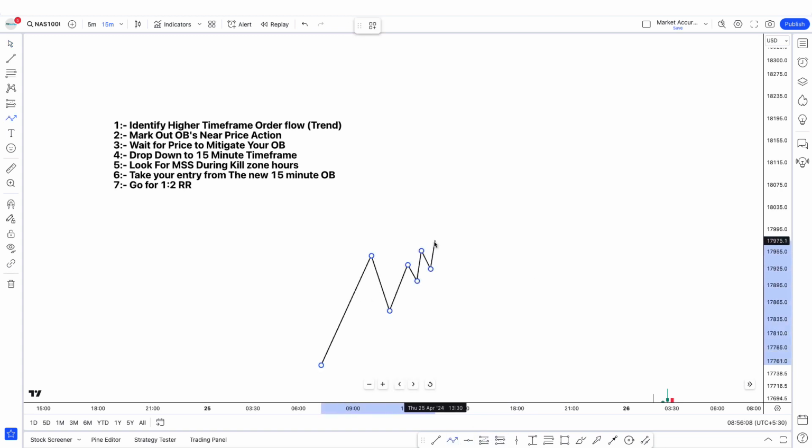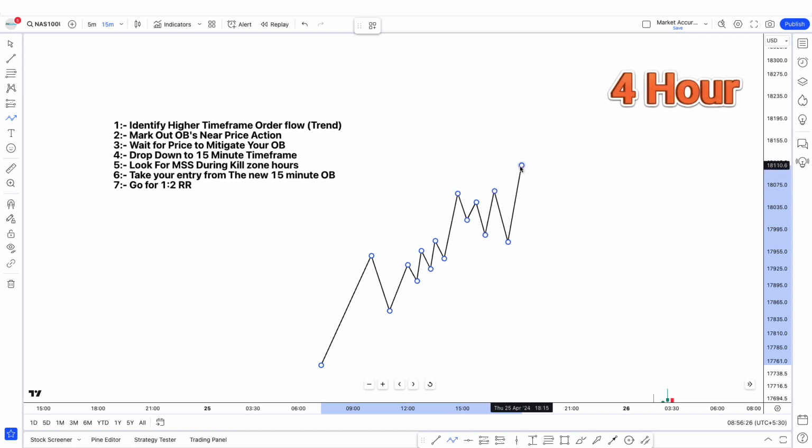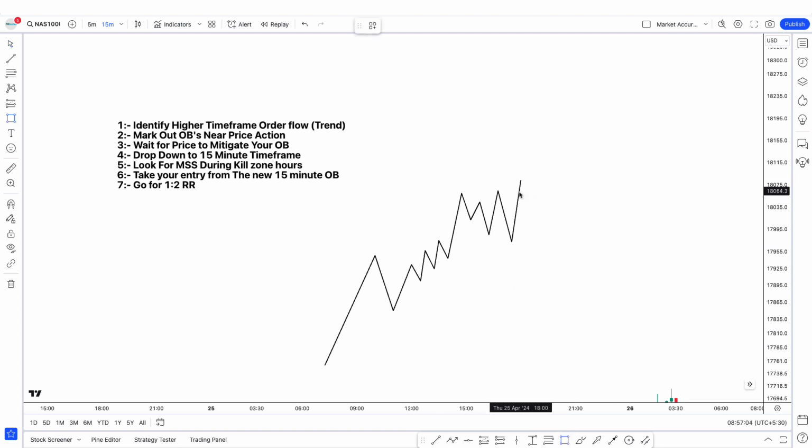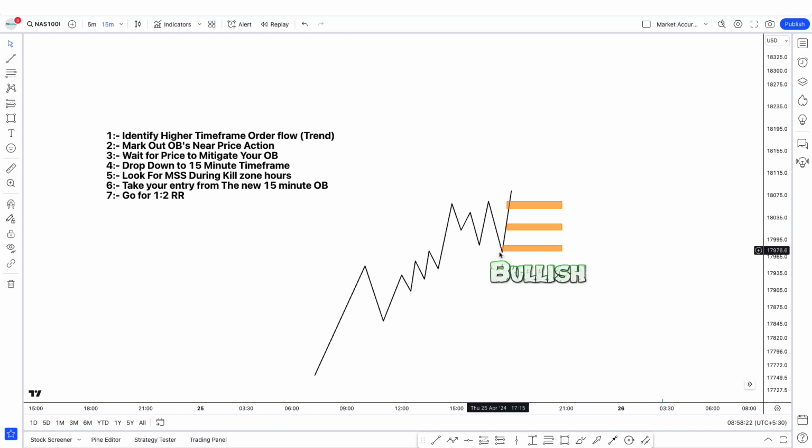Let's assume that on the 4-hour time frame, we are bullish. Something like that. This is what price action is going to look like in the real market. What you can do is mark out every single order block near this leg or below here as well. It doesn't really matter. But for now, you mark out these order blocks. What is an order block? Let's say that this is a bullish leg.